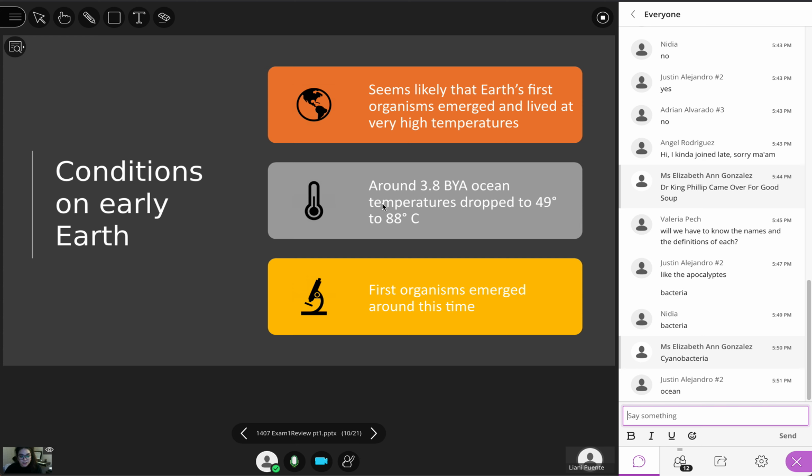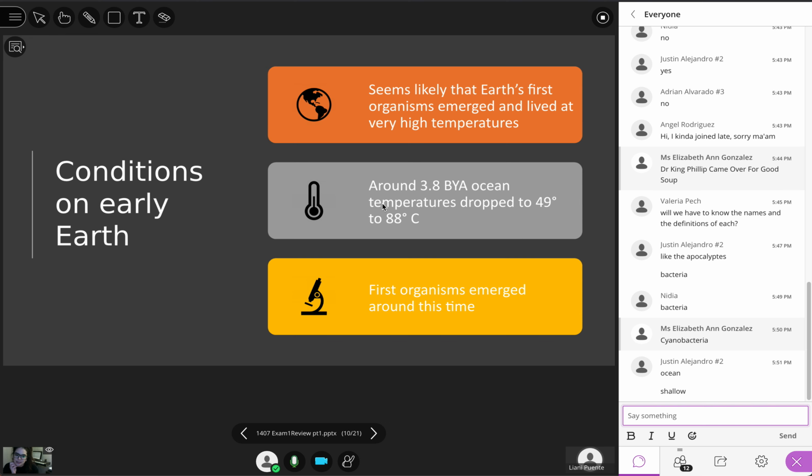Okay, so the ocean is correct. Now, do you know what part of the ocean? Because the ocean is huge. What kind of ocean environment do you think? Okay, well, let's try again, Justin. It's not shallow, but where else? What do you all think?